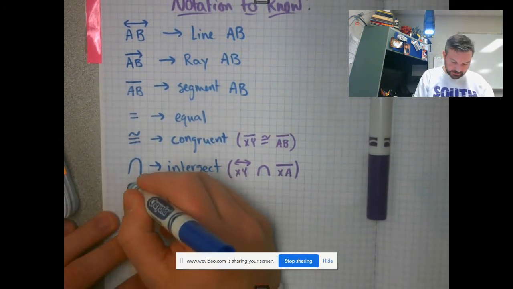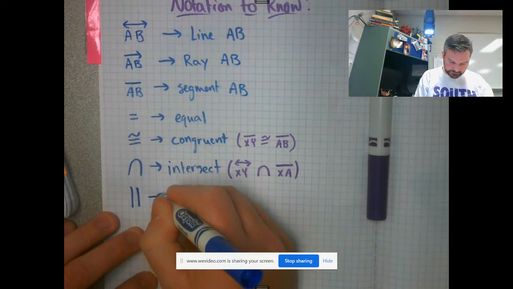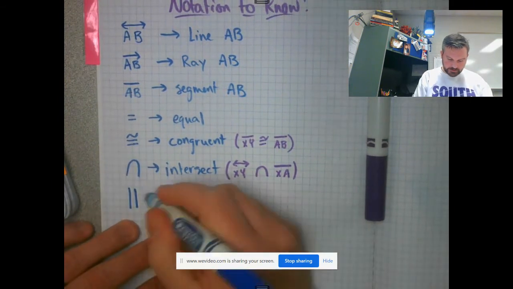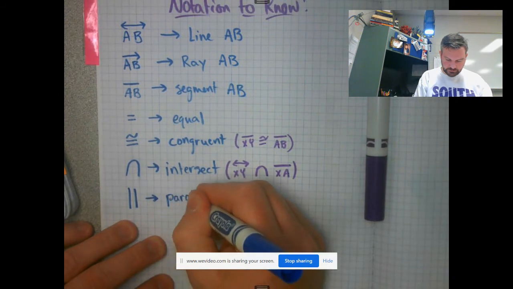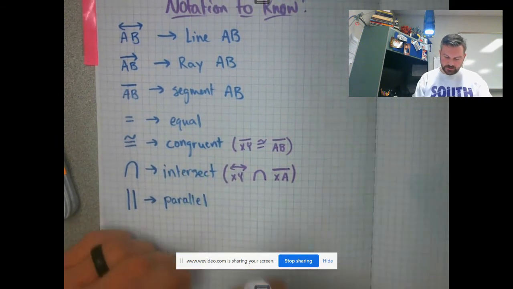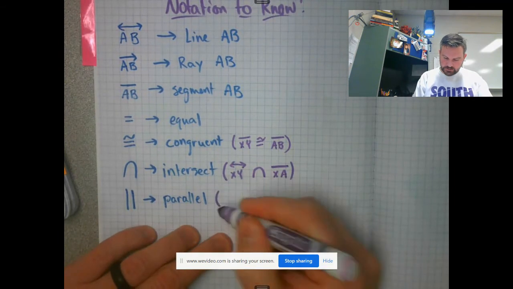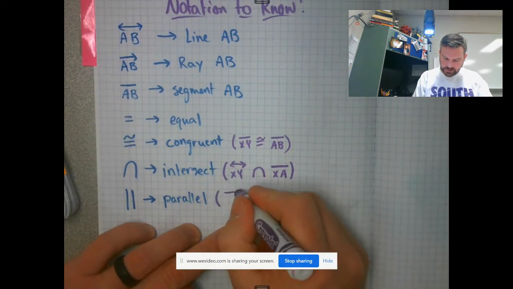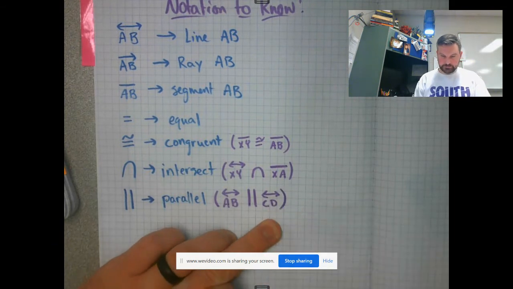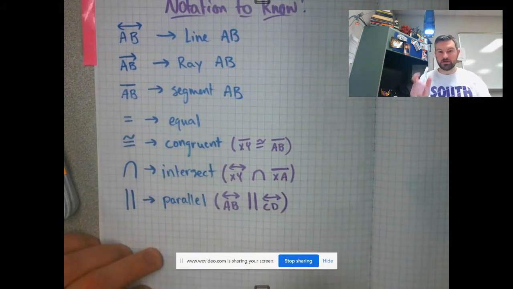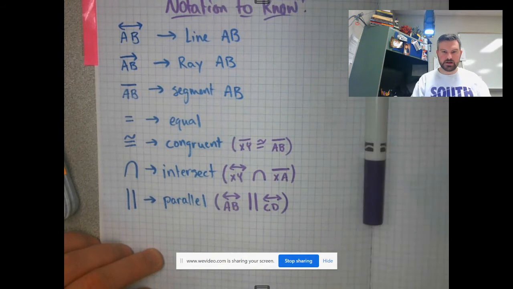The next one is parallel. It's two vertical lines. Okay, so parallel. You could say something like line AB is parallel to line CD. Okay, those two are parallel, meaning they're the same distance apart.